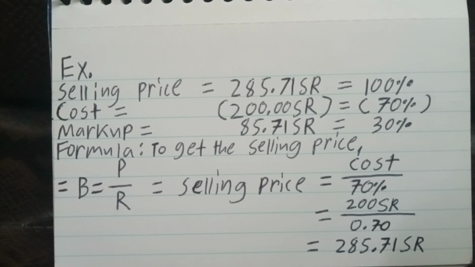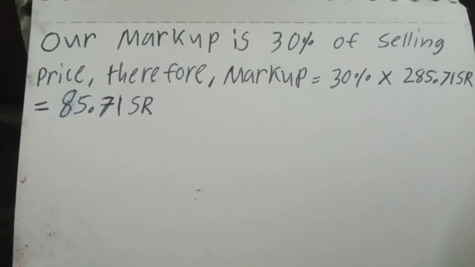So what is my cost again, guys? It's 200 reals. So 200 divided by 70% or 0.70 will give us 285.71 reals. And for our markup, which is 30% of selling price, markup equals 30% times 285.71 reals, which will give us 85.71 reals.